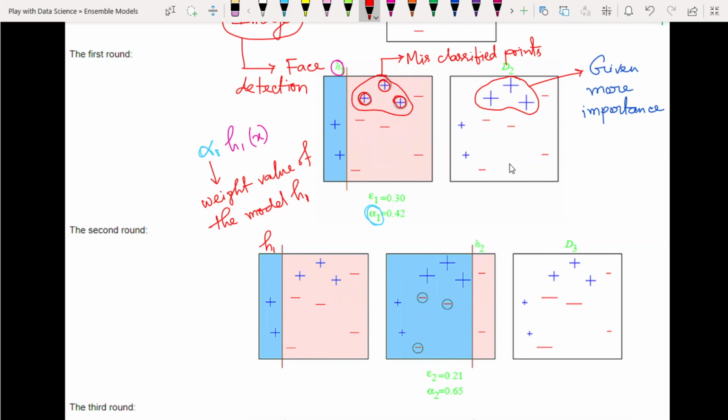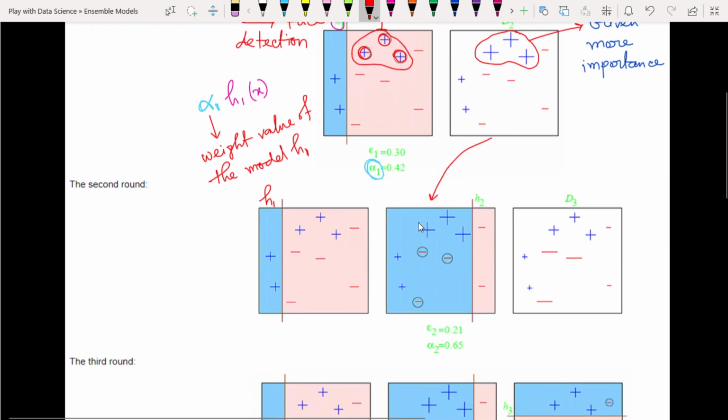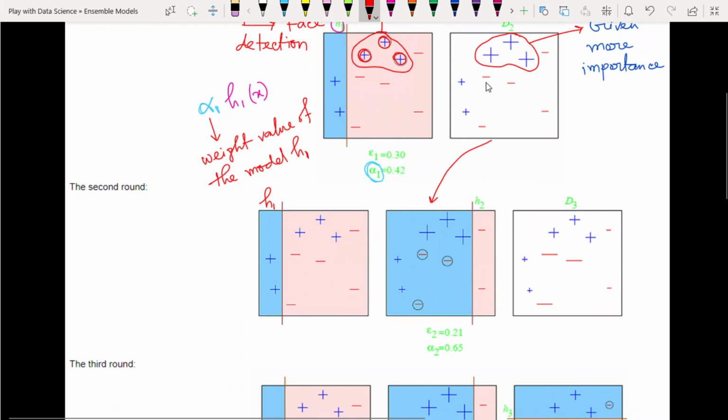Now using this data set, we have built another model, H2. Using these models, we have given the importance of these points. According to these data sets, if we build, we have seen that our model will look like this. The left side of this model is positive and the right side is negative. In this model, we have seen that our model gives the incorrect output for this point, this point, this point, this point.